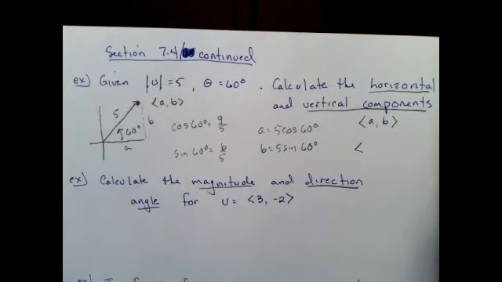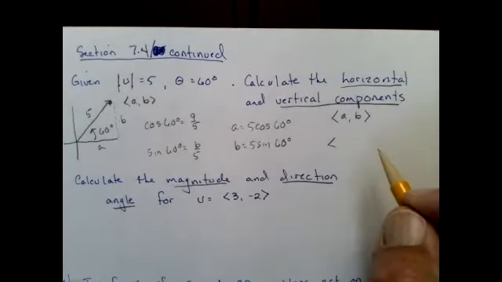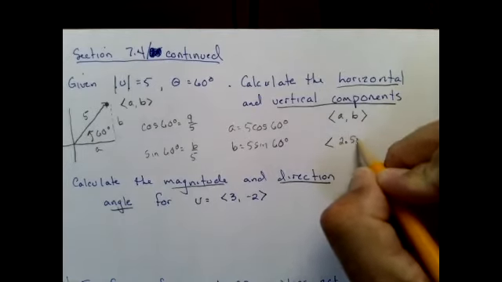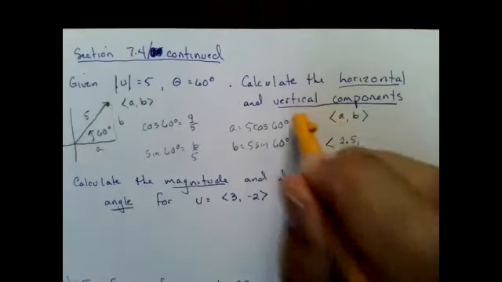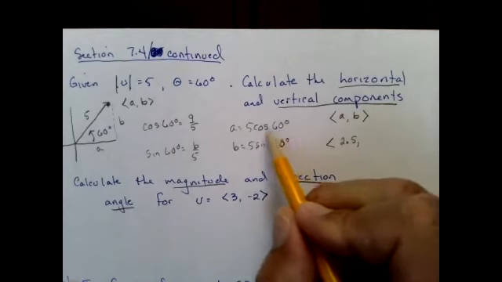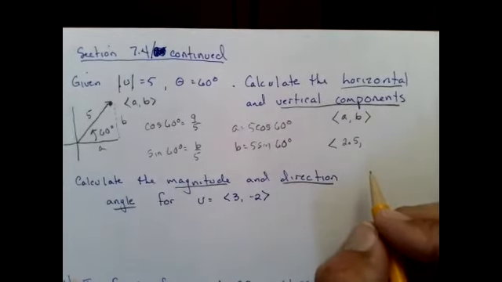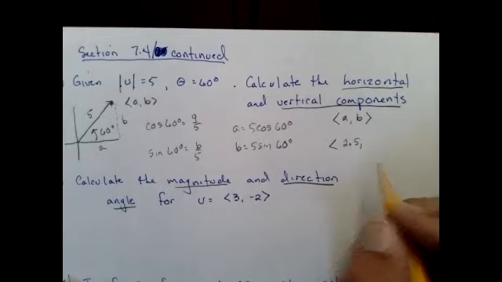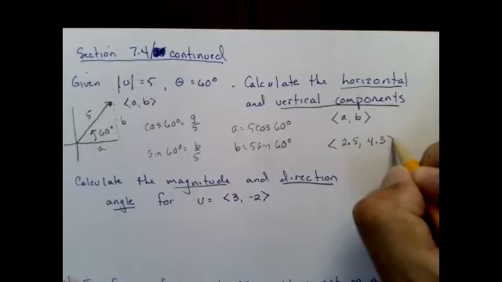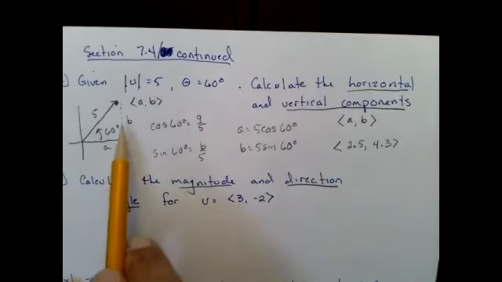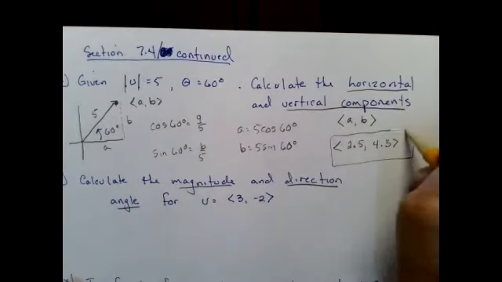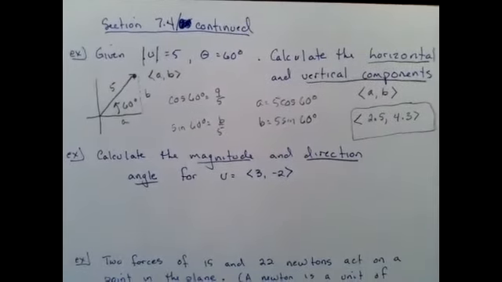Five cosine of 60. That's my A, my horizontal component. Does this become 2.5? Yes. B is 5 sine of 60 degrees, which is 4.3. If I look over here, this comes out to 2.5, and that's about 4. I'm okay estimation wise, checking my answer, and I'm happy with that.